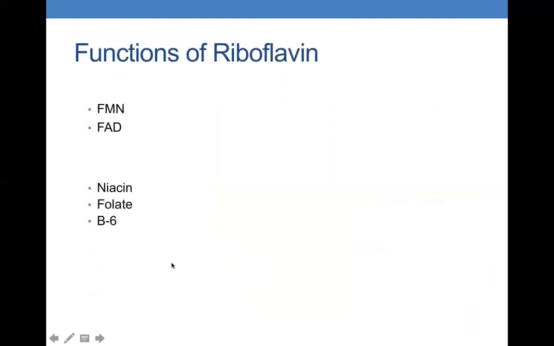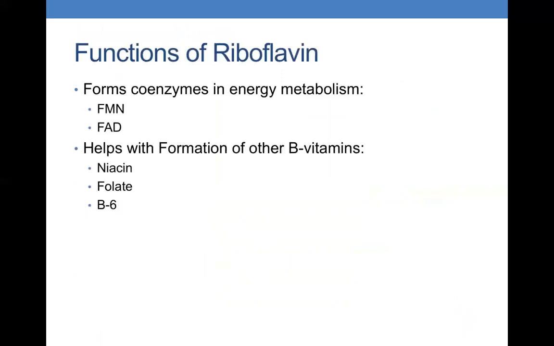Functions of riboflavin. So riboflavin plays very important roles in these coenzymes, and specifically FMN, which is flavin mononucleotide, and FAD, flavin adenine dinucleotide. It also plays a role in FADH2, which is the reduced form of that. It helps with formation of other B vitamins. Niacin can be formed from tryptophan. Folate metabolite and B6 coenzymes require riboflavin for their function. And it helps as an antioxidant by helping to synthesize glutathione peroxidase, which is a very strong antioxidant.